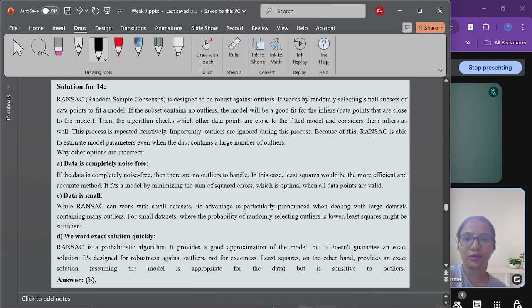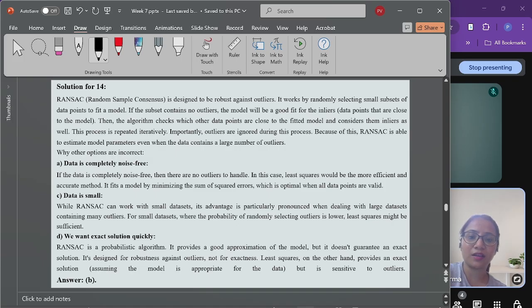Okay, so the process is repeatedly iterated, and importantly, outliers are ignored during this process because RANSAC is able to estimate model parameters even when the data contains a large number of outliers. So the other options are: data is completely noise-free. If the data is completely noise-free, then no outliers need to be handled. In this case, least squares error would be the more efficient and accurate method. And data is small, while RANSAC can work with a small data set.